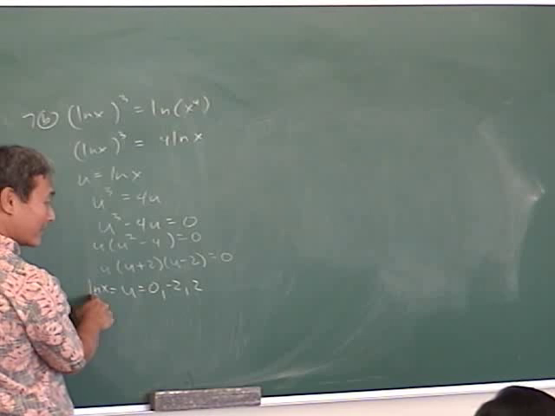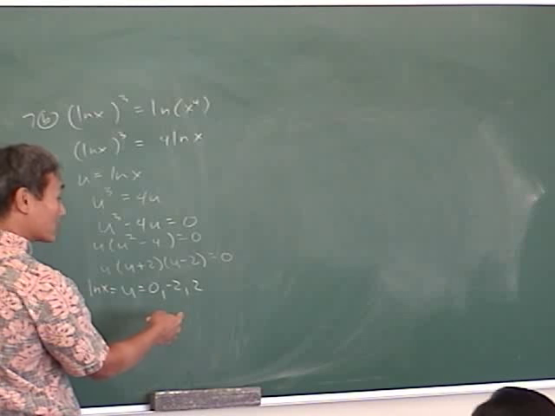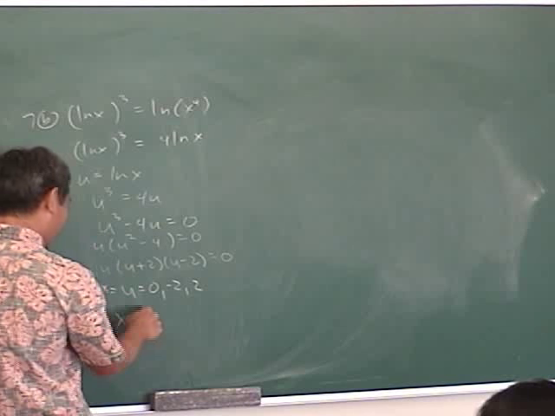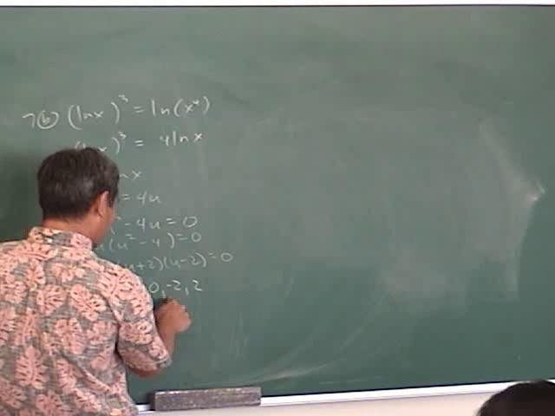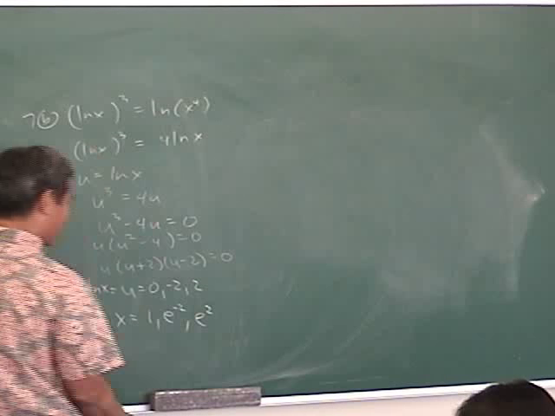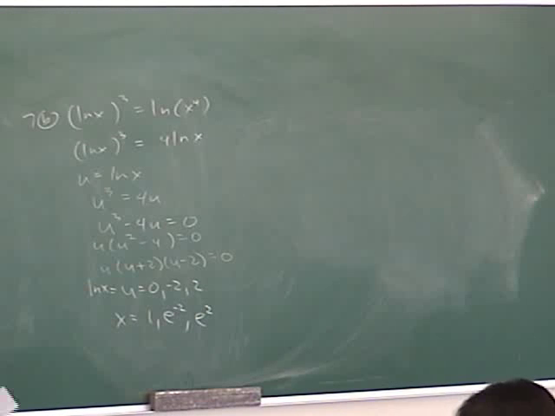So how do I get rid of ln? You e both sides. e to the natural log of anything is that thing. e to the 0 is 1. e to the -2 is just e to the -2, and e to the 2 is e to the 2, and there you go. Get 3 answers.